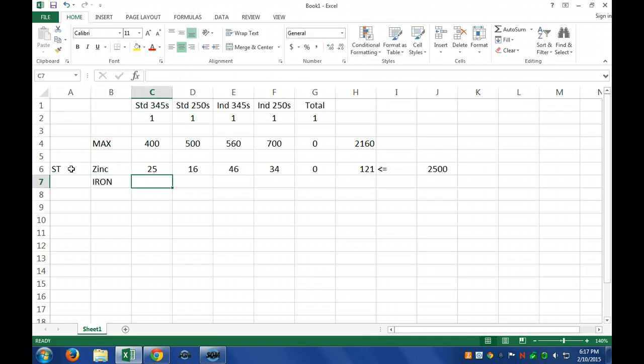Iron coefficients are 50, 28, 30, and 12. And that has to be less than or equal to 2,800. Did I get my coefficients right? Correct me if I screwed something up.